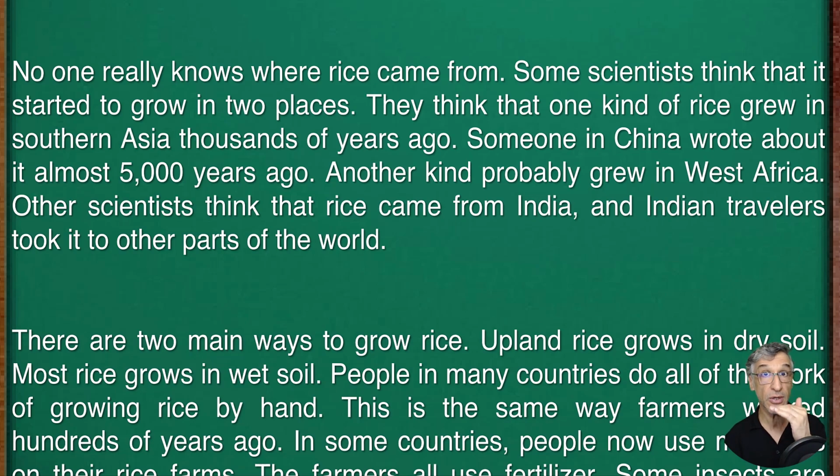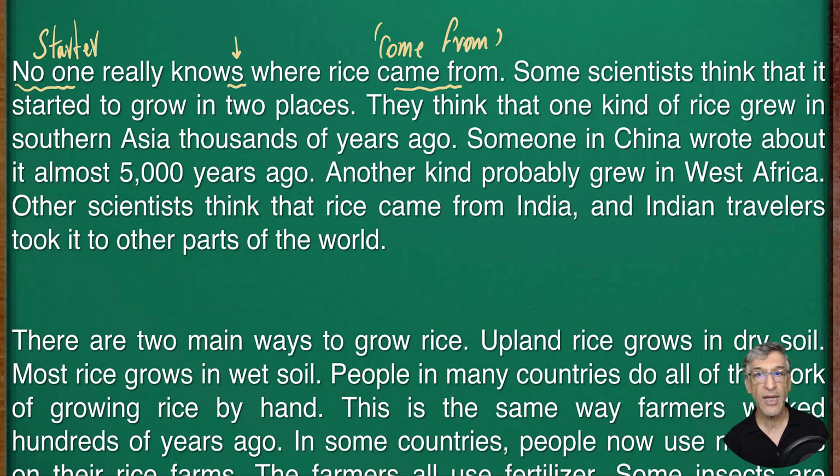This is particularly important. No one, and for the starter, no one. Be careful. We have the verb in singular form, with s. No one, anyone, anybody, nobody really knows where rice came from. It is simple past. Come from, came from. It's an idiom, of course.